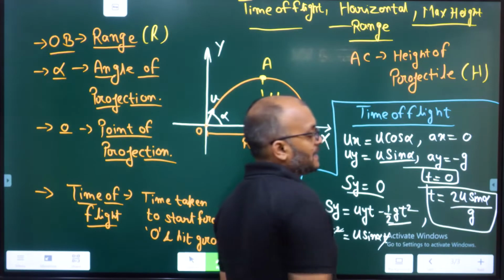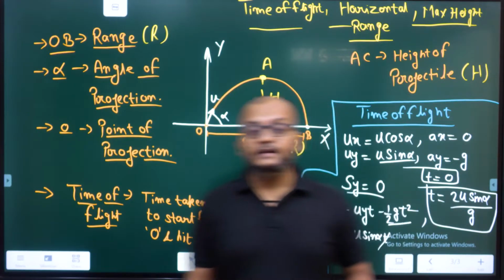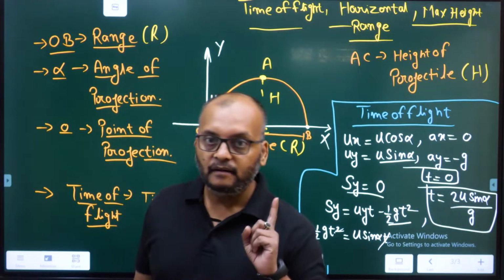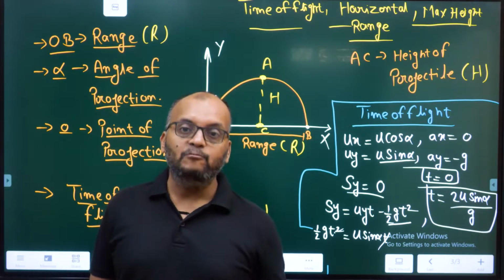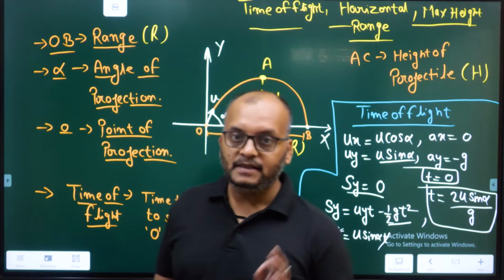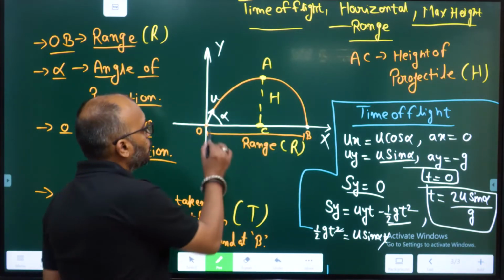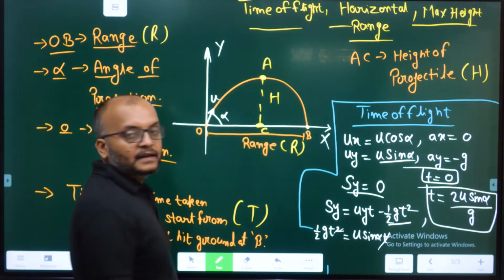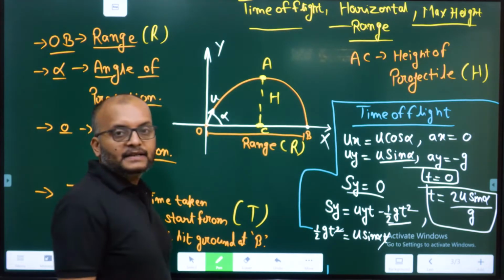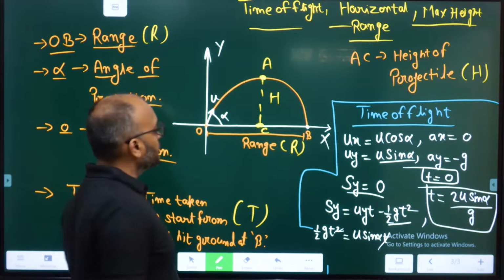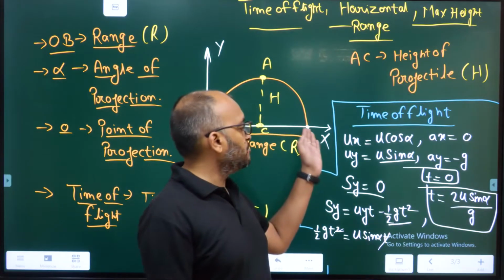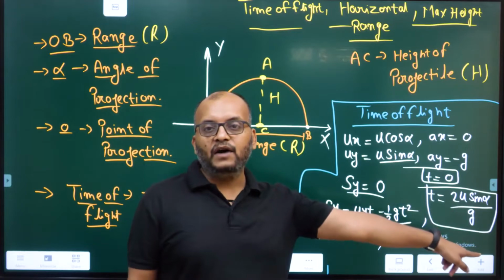So what is t indicating? T is indicating the time when vertical distance is 0. Please understand. T is indicating the time when vertical distance or displacement, whatever you want to call it, is 0. So at O, vertical distance is 0. At B, vertical distance, that is Sy, is 0. So at O, time is 0, and at B, time is 2u sin alpha upon g.